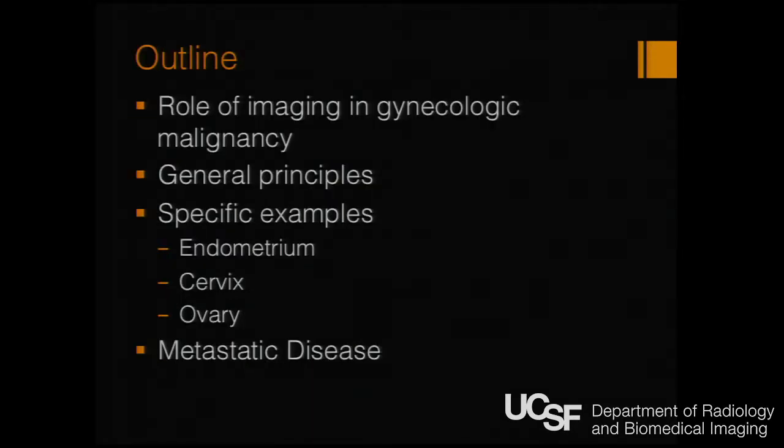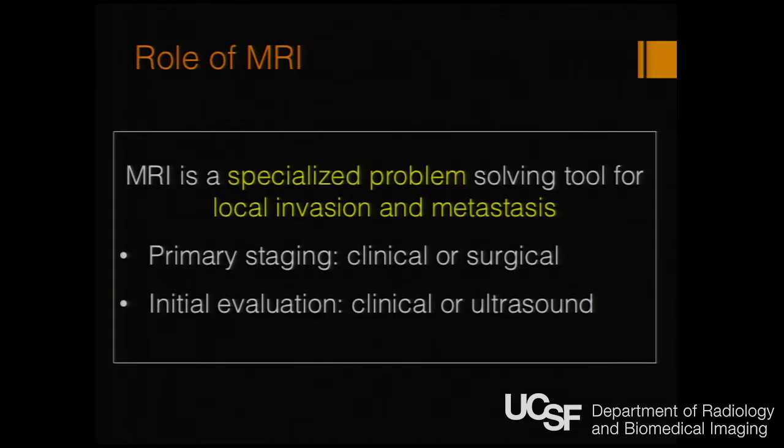So first, I'm going to start with a general overview about the role of imaging, CT, and MRI in gynecologic malignancy, because one of the intriguing parts of it, and the reason I enjoy doing it, is we have a very specialized role, and we work with the surgeons very closely. Then the general principles of imaging technique, and then specific examples from the common gynecologic malignancies of endometrial cancer, cervical cancer, ovarian cancer, and I'll briefly touch on metastatic disease.